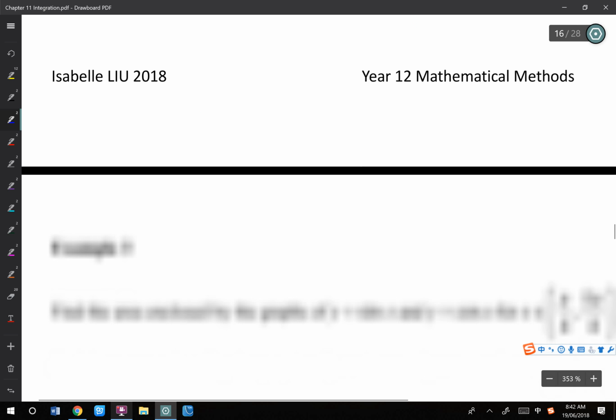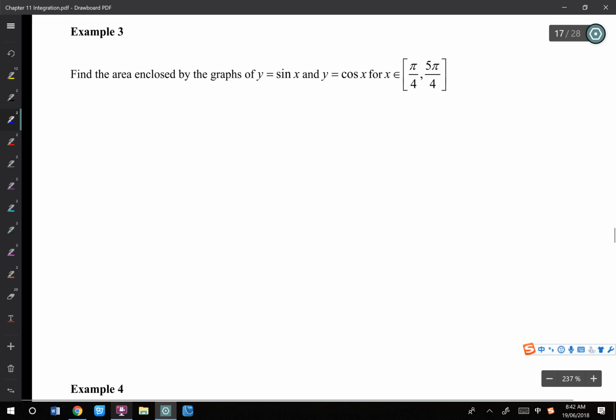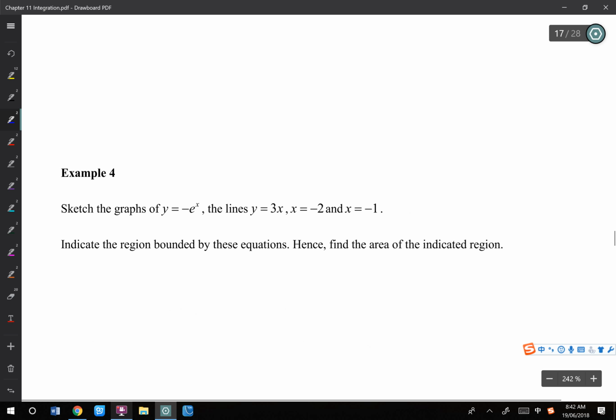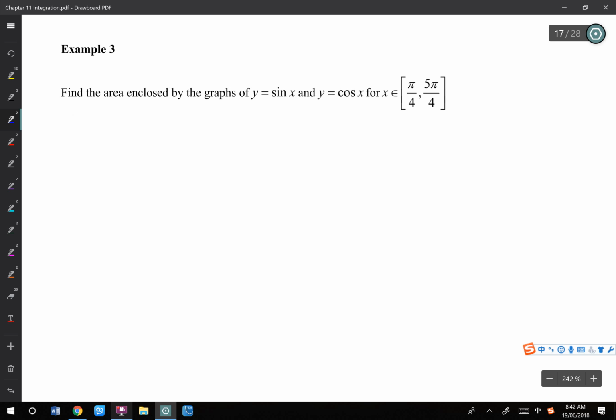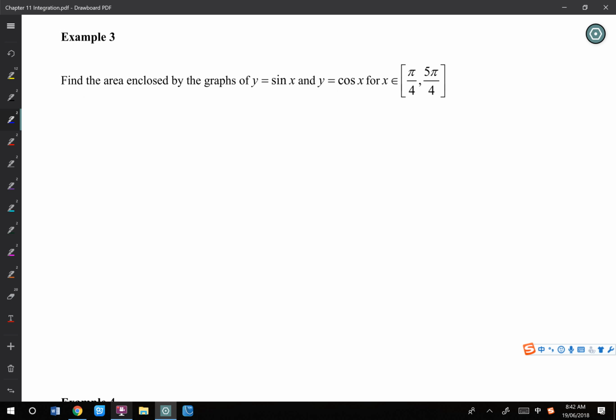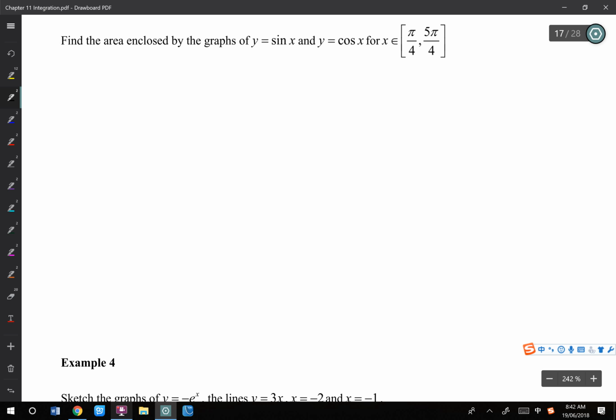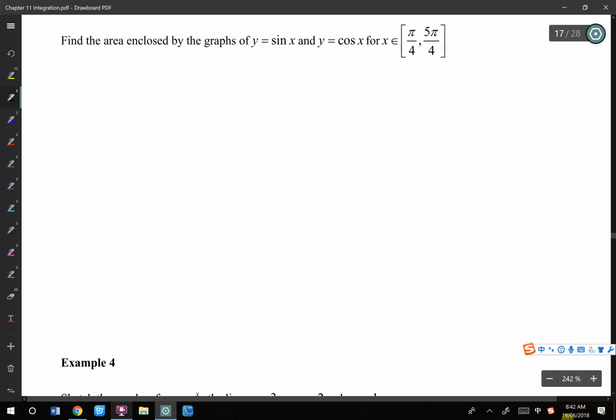Okay, that's just the theory, and let's have a look at this question here. Find the area enclosed by the graph of sine x and cosine x for x in between pi on 4 to 5 pi on 4. So let's sketch the sine x and cosine x graph. Just sketch in between 0 to 2 pi.